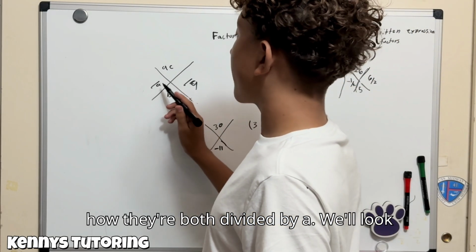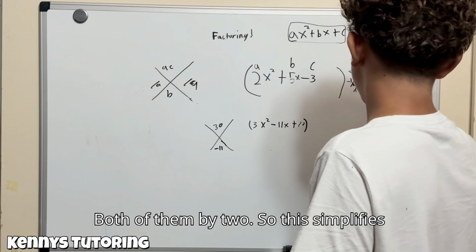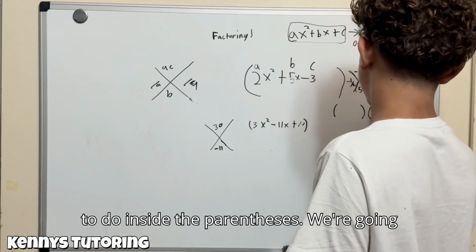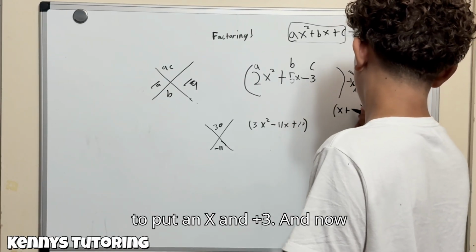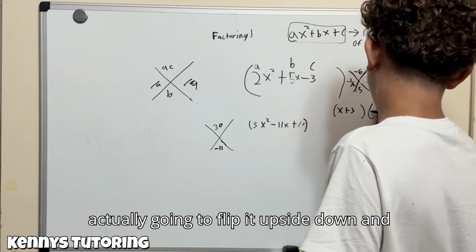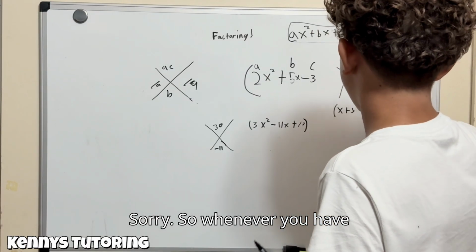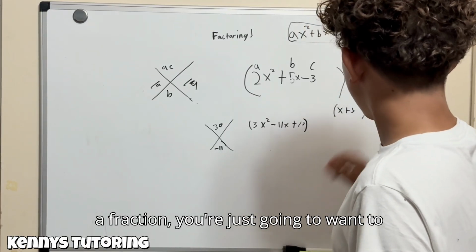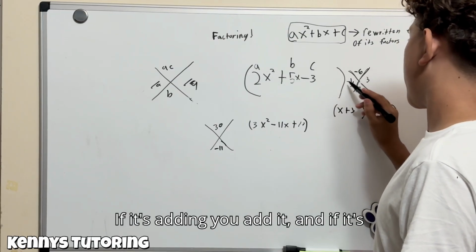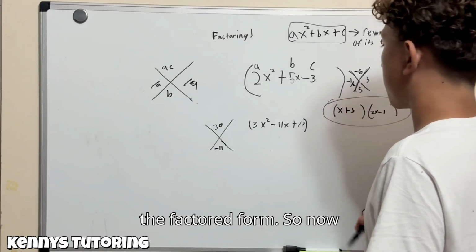And now you see how they're both divided by a? Well, 2 is a, so I'm going to divide both of them by 2. So this simplifies down to 3. Now look what we're going to do. Inside the parentheses, we're going to put an x plus 3. And now what do we do with the fraction? We're actually going to flip it upside down and do 2x minus 1, sorry. So whenever you have a fraction, you're just going to want to flip it over and put the denominator multiplying by x, and then the numerator, if it's adding, you add it, and if it's subtracting, you subtract it. So this is the factored form.